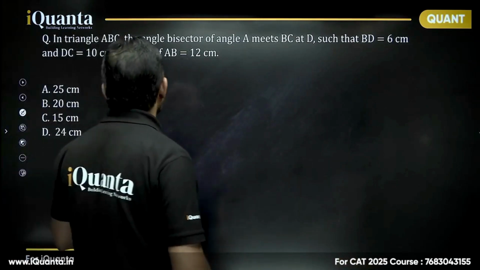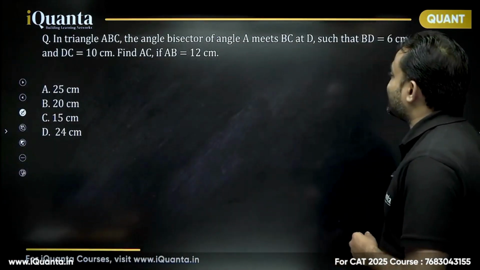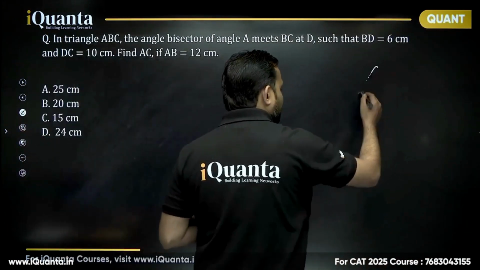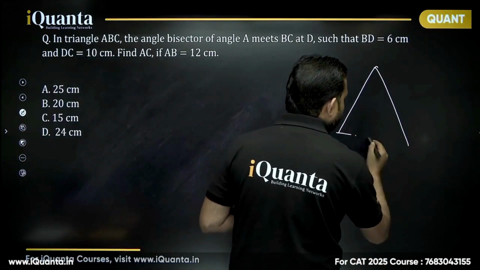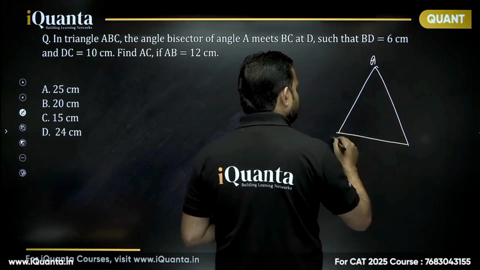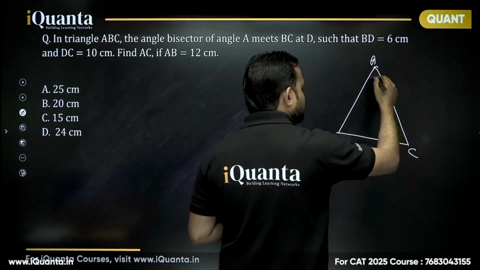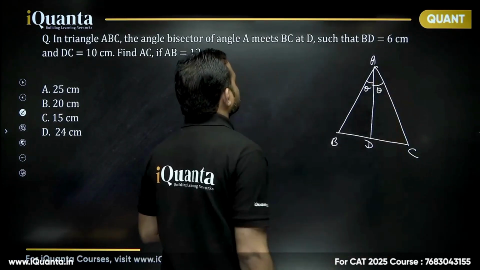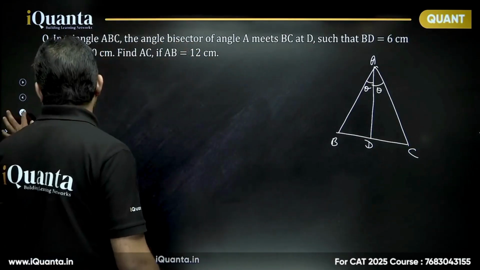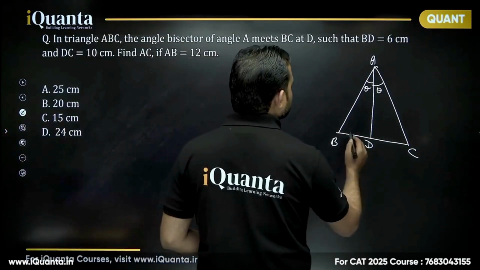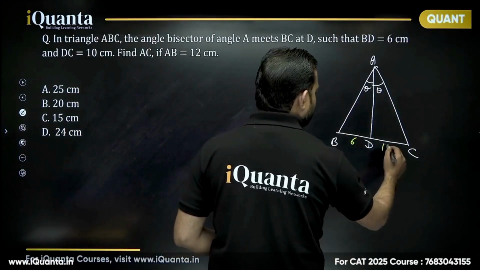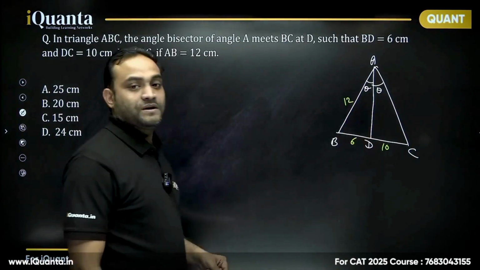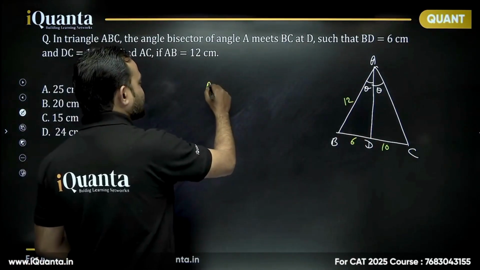It says in triangle ABC, the angle bisector of angle A meets BC at D. So A, B, C. This is the angle bisector which meets BC at D. If this angle is theta, this angle is theta. Such that BD is equal to 6, BD is given, which is 6. DC is given, which is 10. And we need to find AC if AB is given. AB is 12. So using angle bisector, what do we know?